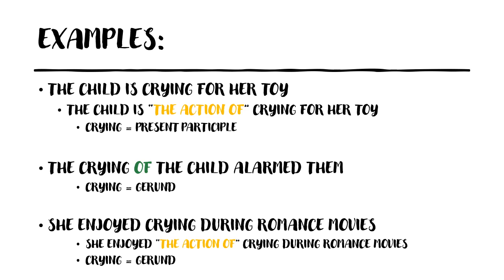The last example, she enjoyed crying during romance movies. If I then put the action of in front of the word crying again, my sentence changes to, she enjoyed the action of crying during romance movies. This sentence makes sense, therefore we can say that crying is a gerund.